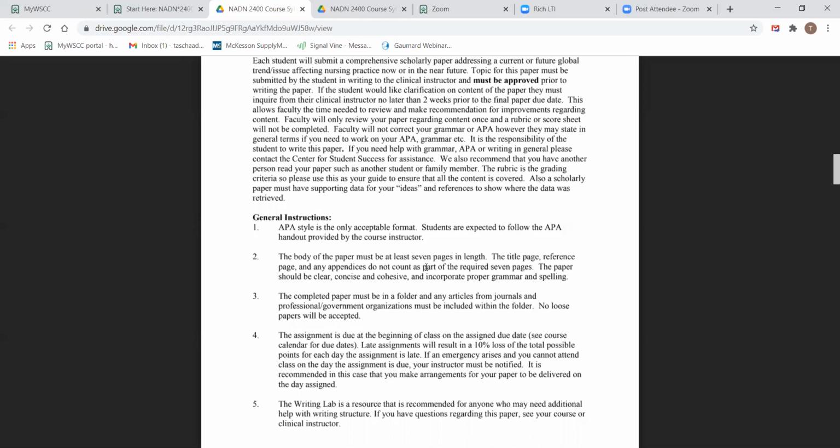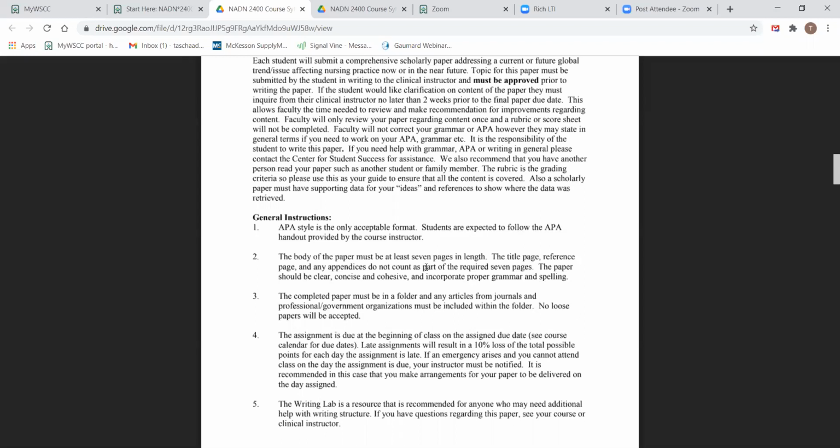APA style is the only format that is acceptable for this paper. Students are expected to follow the APA guideline that is provided by this course instructor, and I'll show you, it's in here. The body of the paper must be at least 7 pages in length. The body, okay? So that means the title page, reference pages, and appendices do not count as part of the required 7. The paper should be clear, concise, and cohesive, and incorporate proper grammar and spelling.